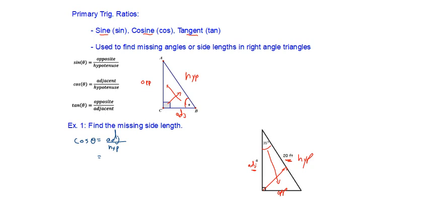We know the angle theta, here's our angle theta, is 35 degrees. So the cos of 35 is equal to the adjacent side, which we don't know. It's already labeled as a variable a, lowercase a for side lengths, uppercase for angles, divided by the hypotenuse, and we know that the hypotenuse is 20.